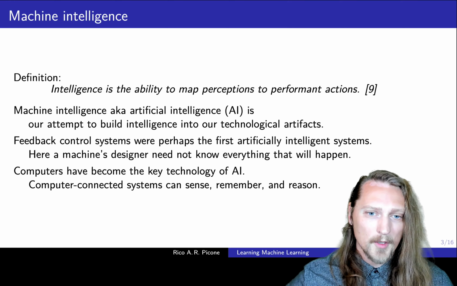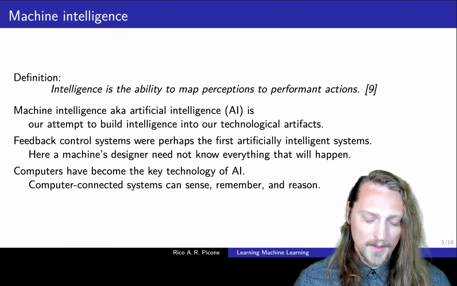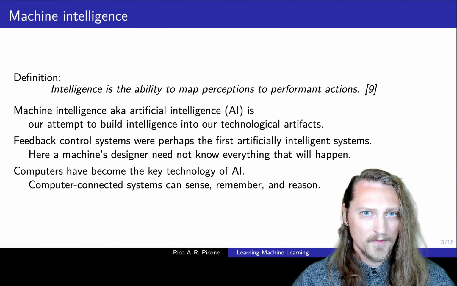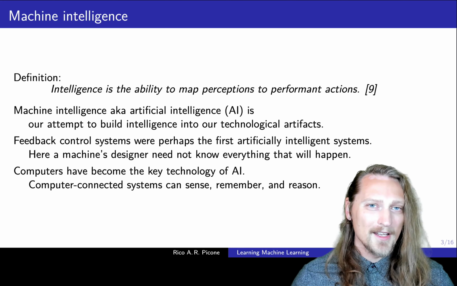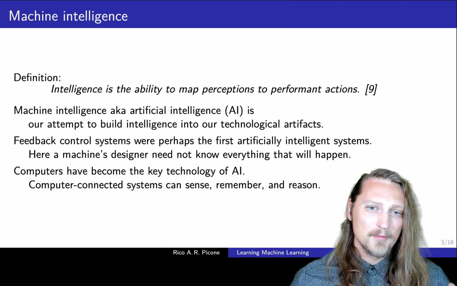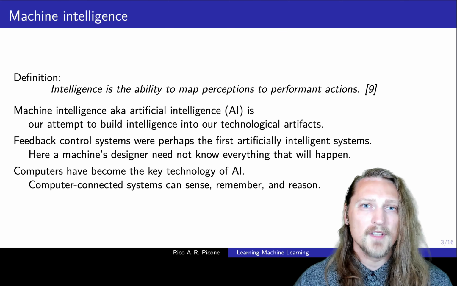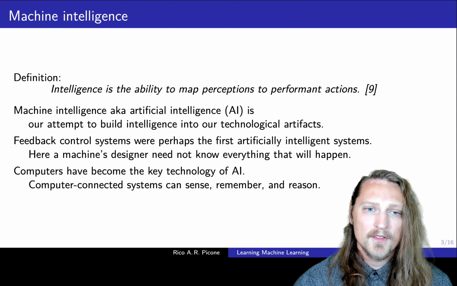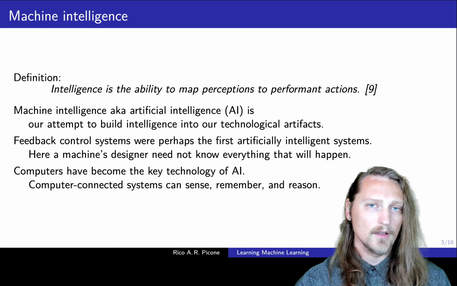So we'll start out, there's sort of a progression here. We'll talk about machine intelligence in general to start. And, of course, we need to define what we mean by intelligence. Intelligence is the ability to map perceptions to performant actions. Now, I'm a robotics guy, so I think of machine learning as being something applied to robotics. And for me, perceptions and actions are the inputs and the outputs. But in general, inputs to outputs is what people talk about. So, machine intelligence, or artificial intelligence, AI, is our attempt to build intelligence into our technological artifacts.